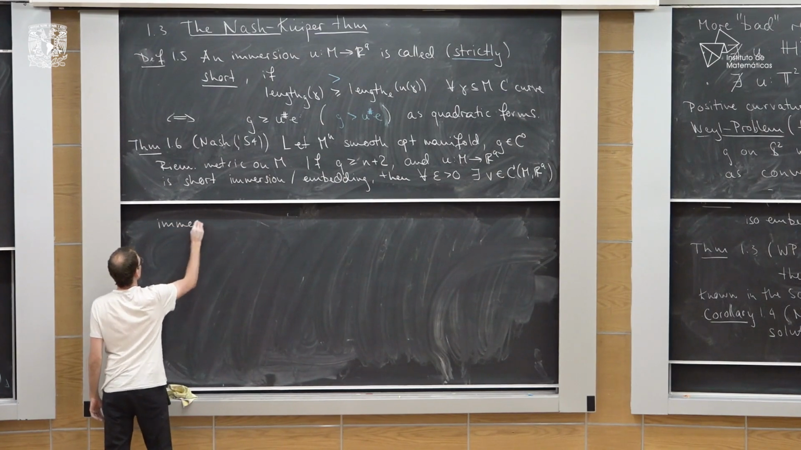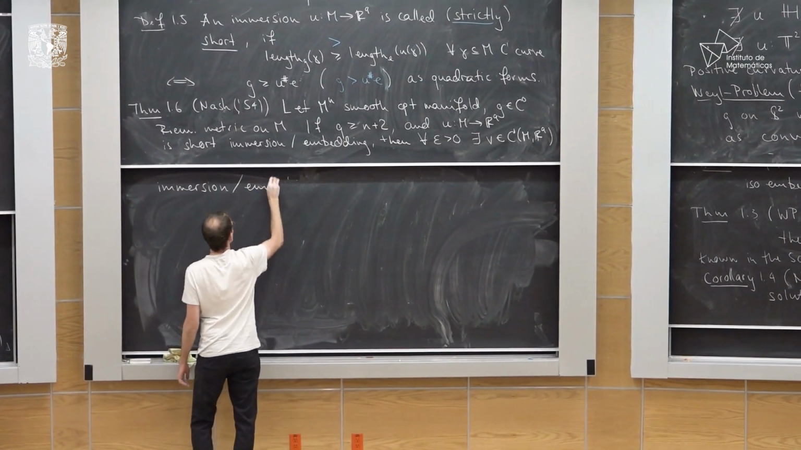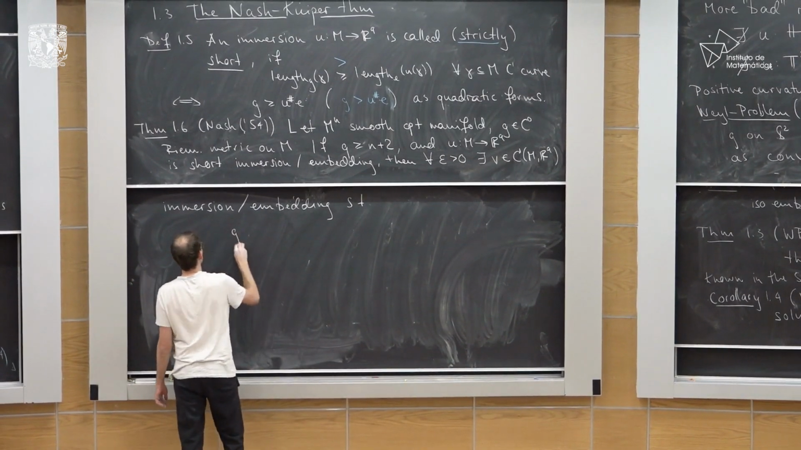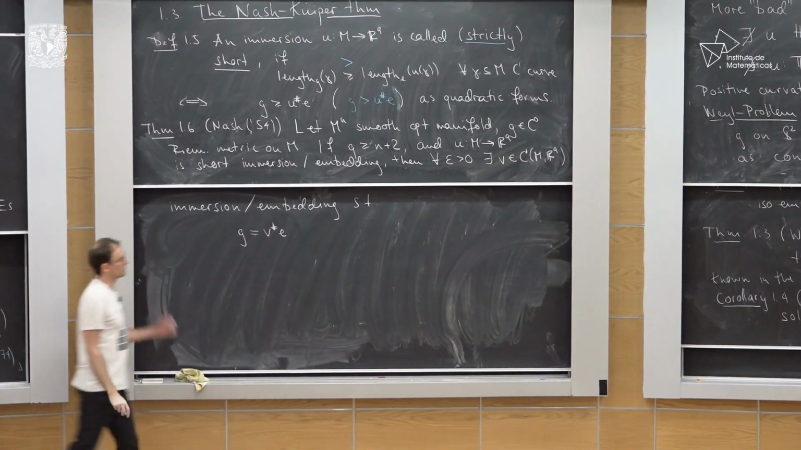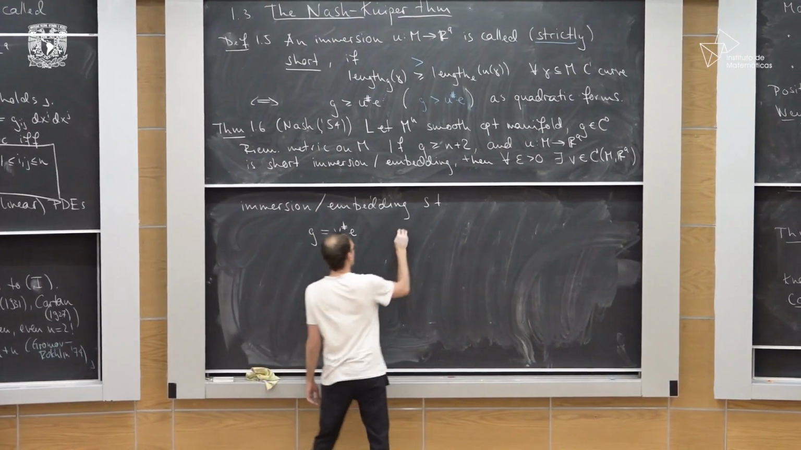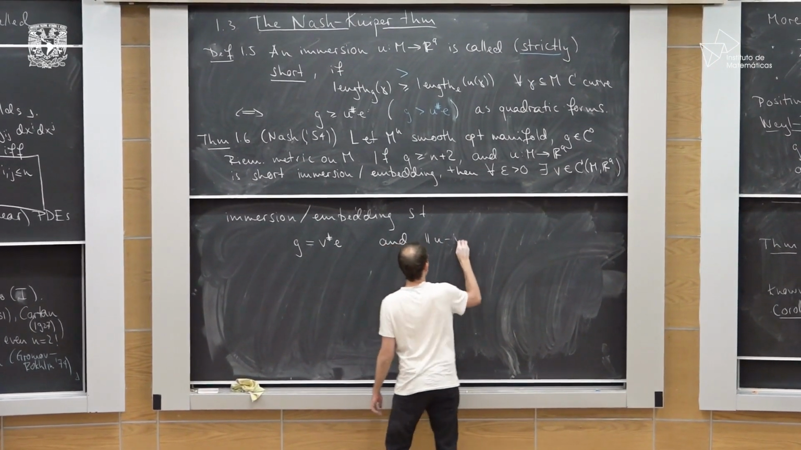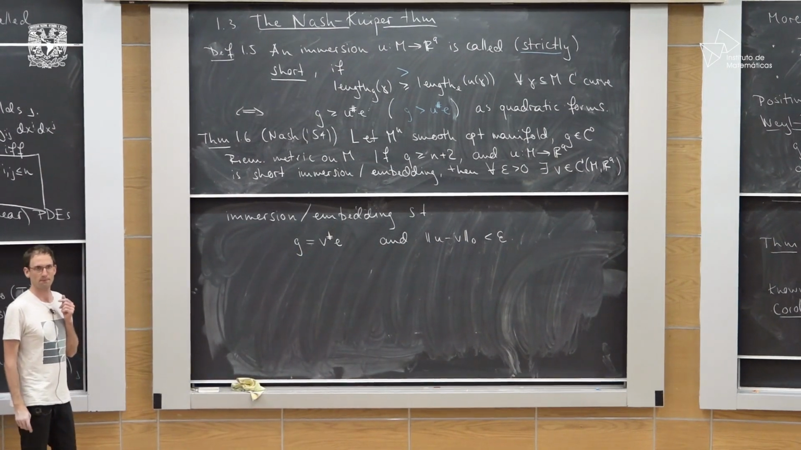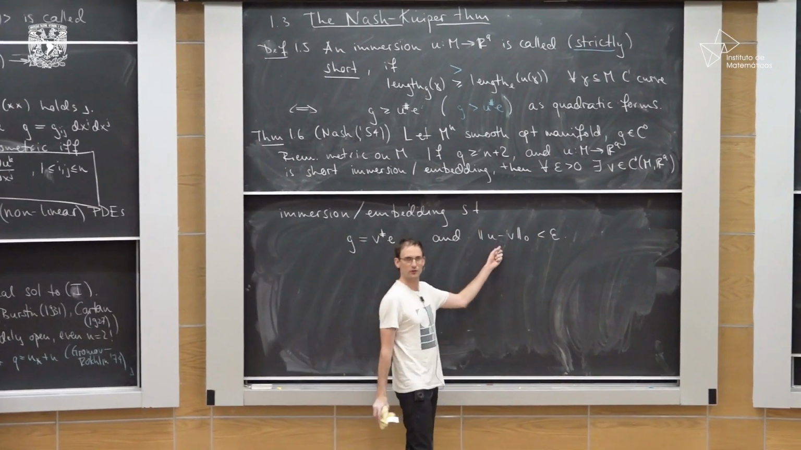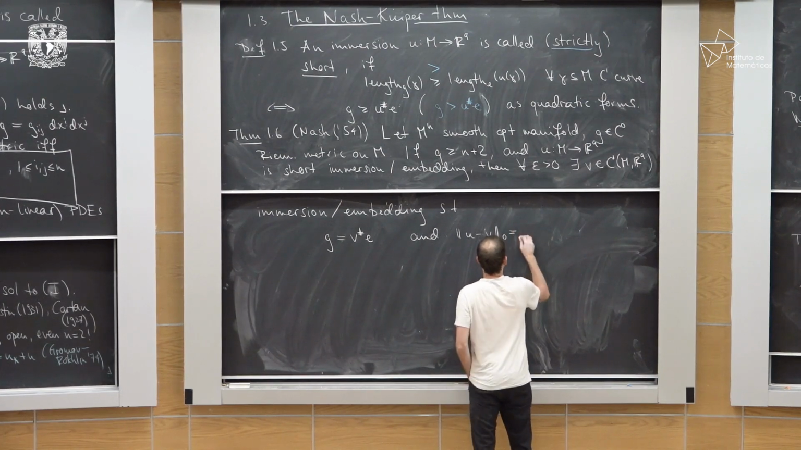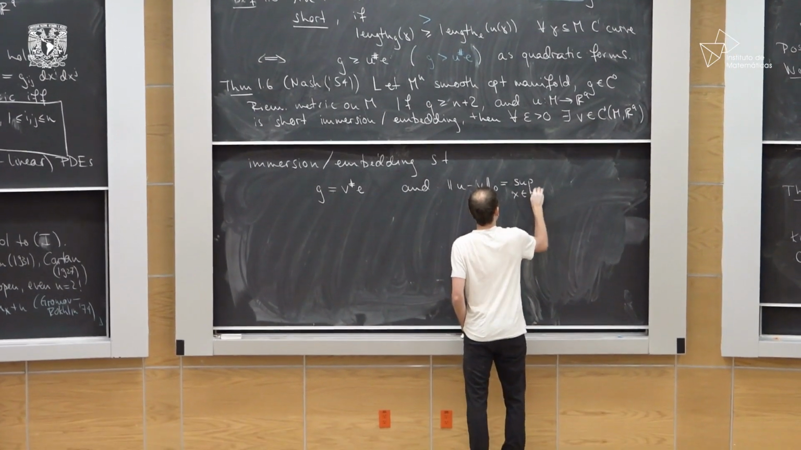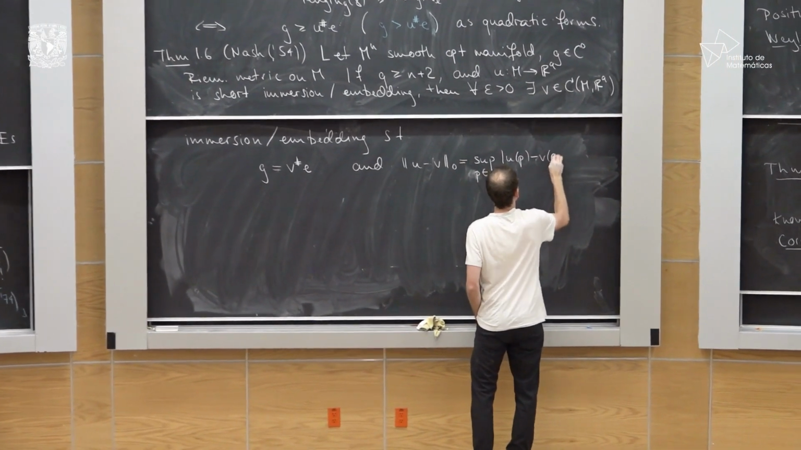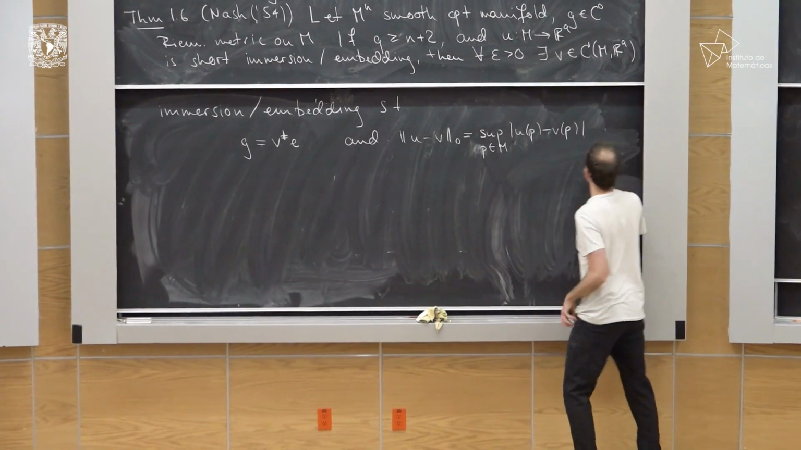Immersion or embedding, such that, well, it's a solution. So G is the induced metric of V. It's isometric, preserves the lengths. And in addition, it's a short map. Is everybody familiar with this? I mean, that's right. This is the supremum over P in M of the Euclidean norm of U of P minus V of P. This is less than epsilon.